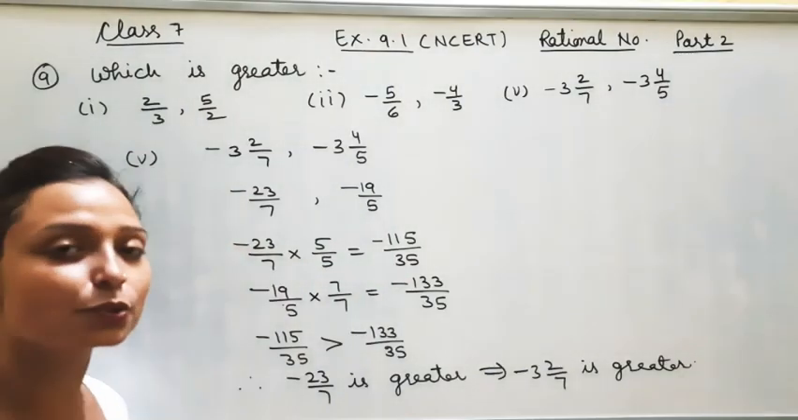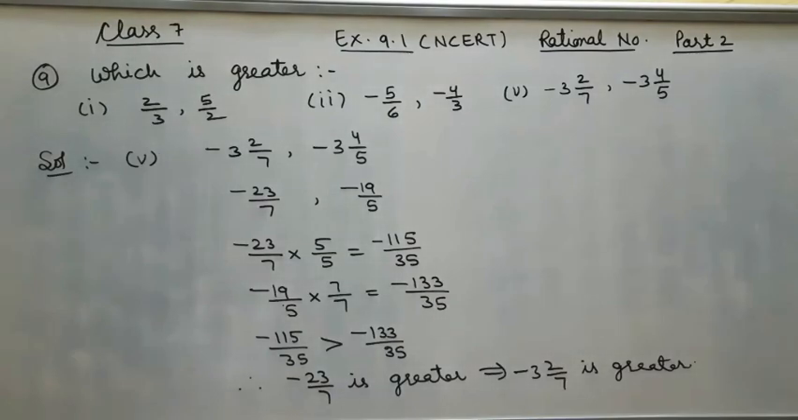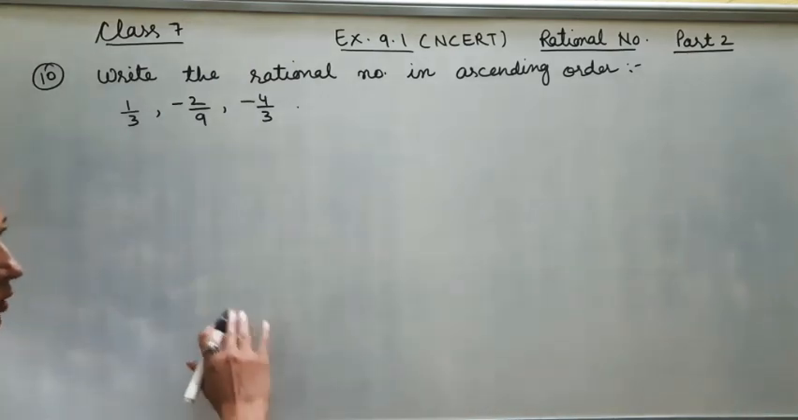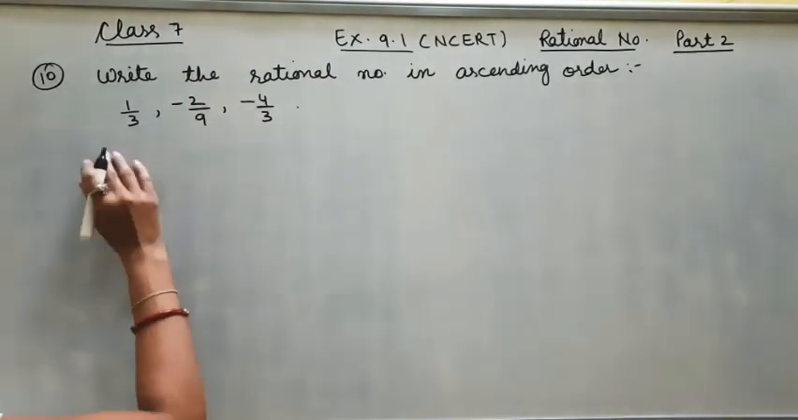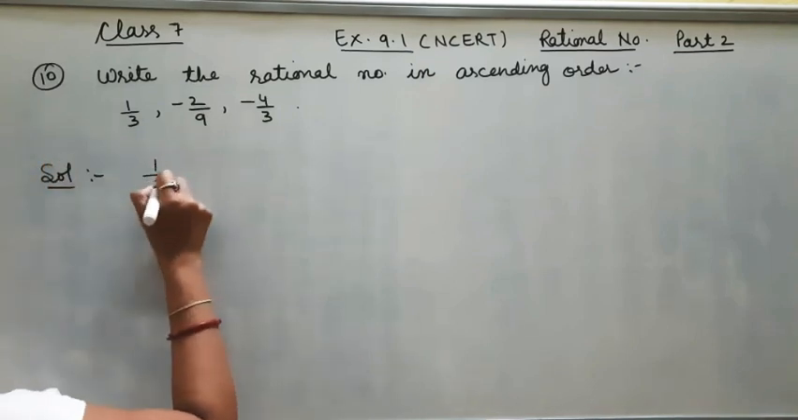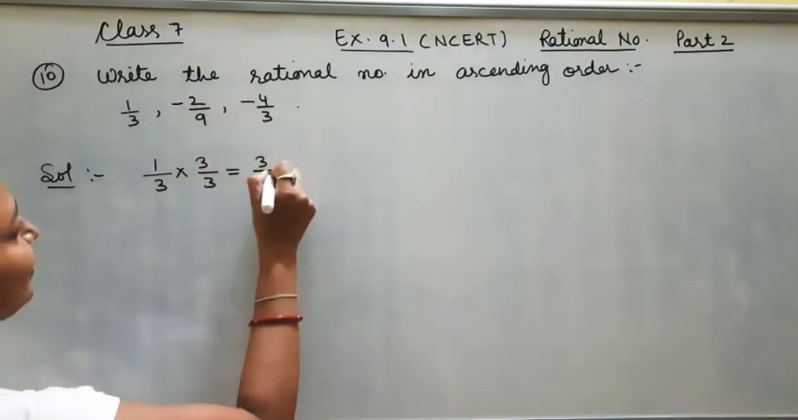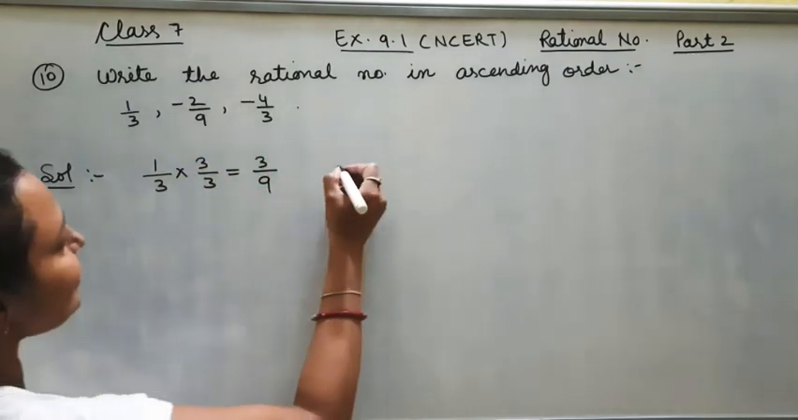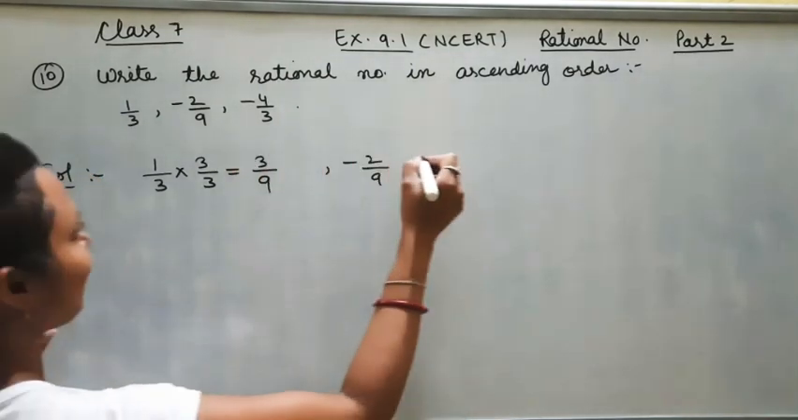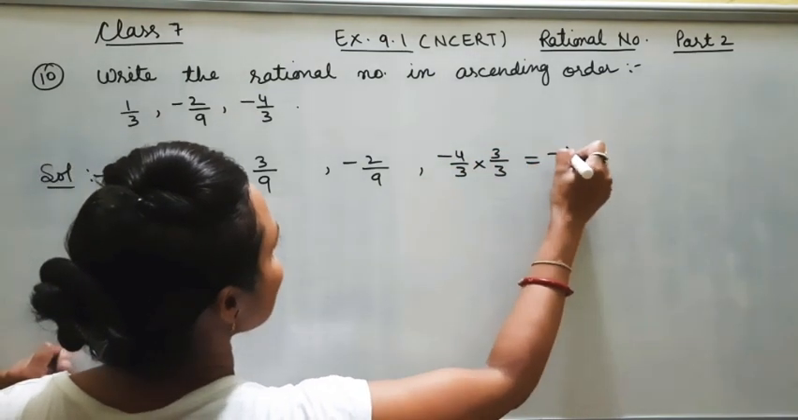Now come to the last question, in which you have to write the numbers in order. Now I have to write the following rational numbers into ascending order, smaller to greater. First of all, I will make the LCM the same. This is multiplied with 3 because the LCM is 9. So I will multiply it with 3, 3 by 9. The second is minus 2 by 9, and for the third I will make it minus 4 by 3 into 3 by 3, that is minus 12 by 9.